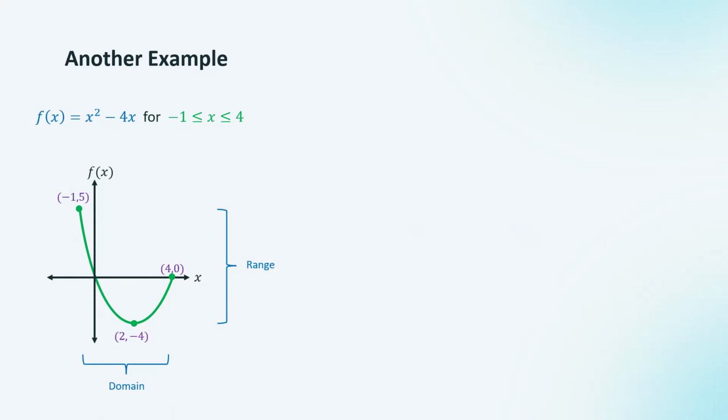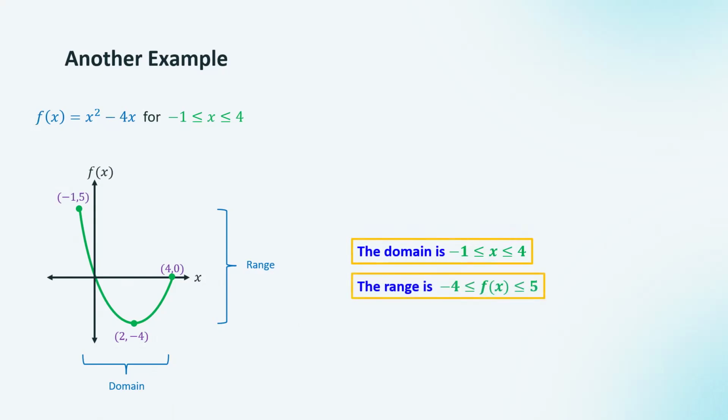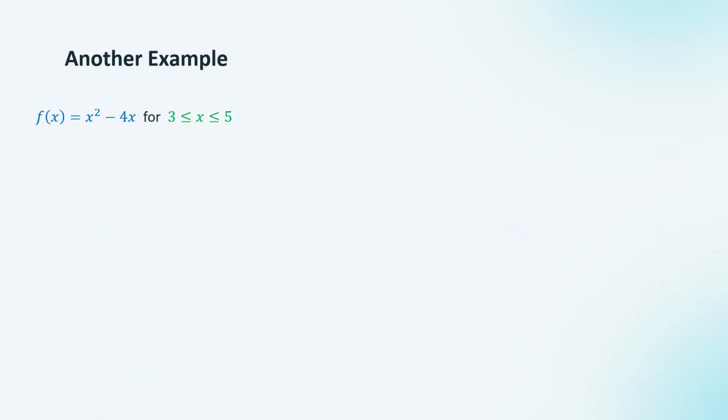So to summarize, the domain is going to be from minus 1 to 4, and the range is going to be from minus 4 to 5. Now, let's try to see another example. So we have the same quadratic function, but let's say we change the domain. So the domain now ranges from 3 to 5. We can try to draw the graph again, and it's going to look like this.